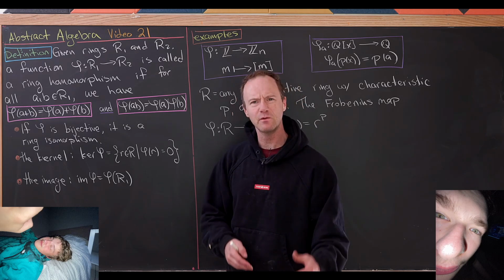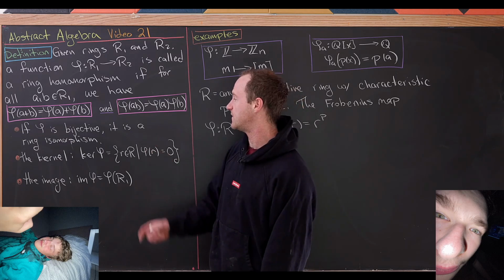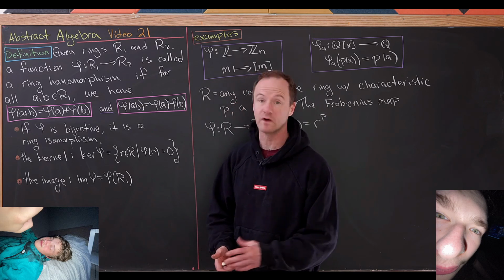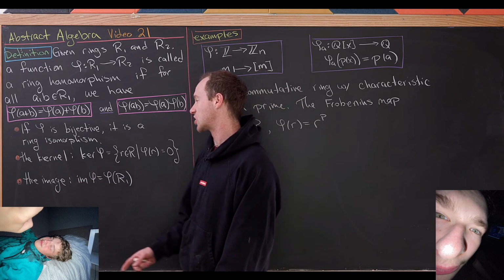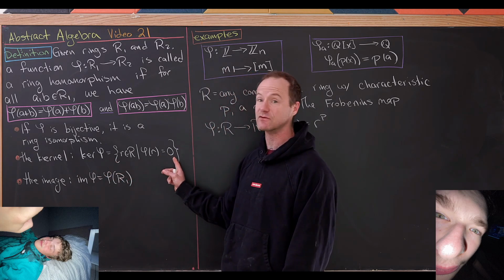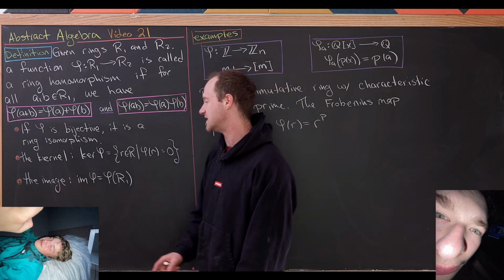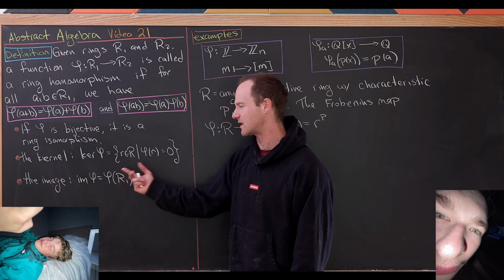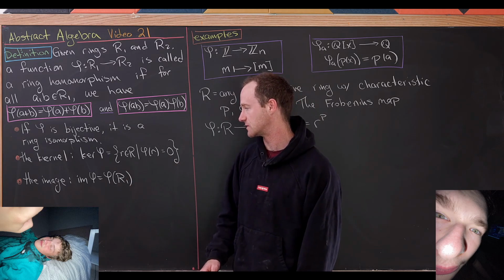In other words, this map respects both addition and multiplication. And then we've got some accessory definitions as well. If phi is bijective, it's called a ring isomorphism. Then we've got the notion of the kernel. The kernel of phi is everything mapped to 0, the additive identity. And then we have the notion of the image. The image of phi is just everything that is landed upon by this function.